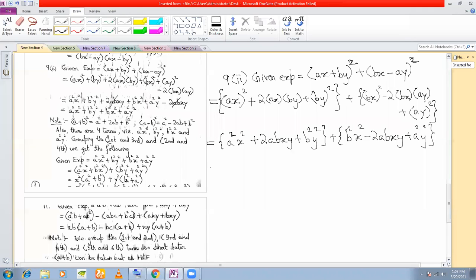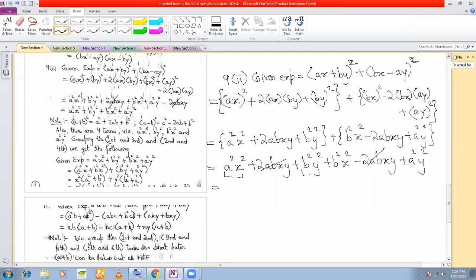Now I'll open the brackets. A square x square plus twice abxy plus b square y square plus b square x square minus twice abxy plus a square y square. So this plus minus is going to cancel. How many terms am I left with? I'm left with this term, this term, this term, and this term. Which two terms to group? Let us group these two together first, and let's try.